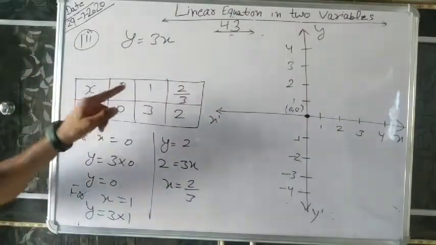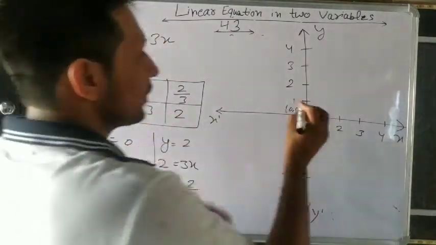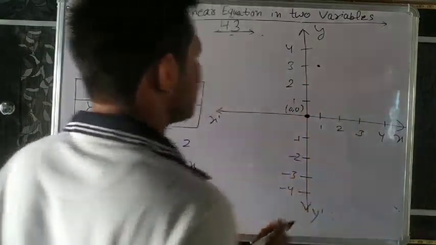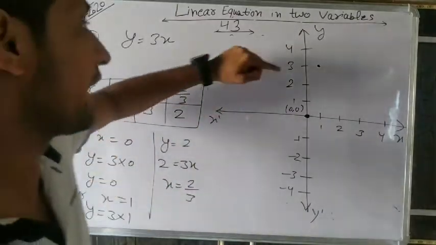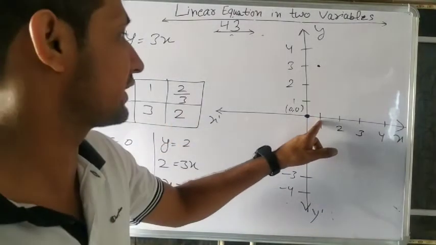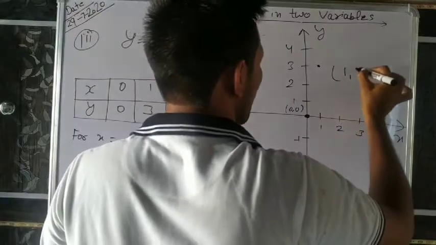Next is x is 1. It is x is 1 and y is 3. So where? So this is the point. X is 1. It means the perpendicular distance from y is how much? 1. Y is 3, taking perpendicular distance from x is 3. So this point is 1, 3.